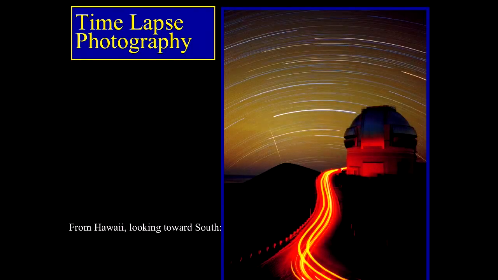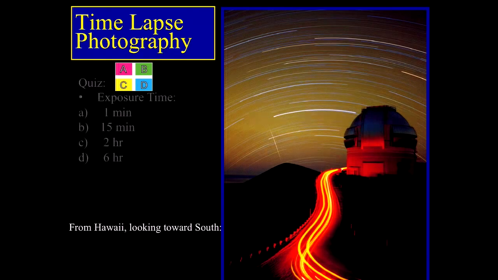Here's a time-lapse photograph of the night sky. If you just leave your camera shutter open for a while, you'll see the stars trace out arcs. Again, that's because we're moving. And here's a quiz question for you. What was the exposure time of this photograph? How long did they leave the shutter open, approximately? I'll give you 15 or 20 seconds to think about it. How long was this exposure?